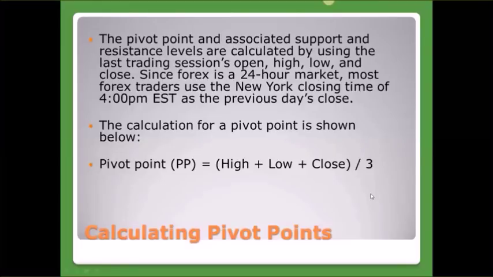You may have a pivot point indicator, however, you may not know how it's calculated. So this is a really simple formula. There's really nothing complicated, just high of the day, low of the day, and the closing price divided by 3.